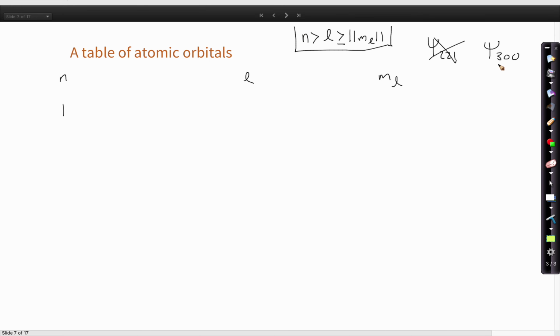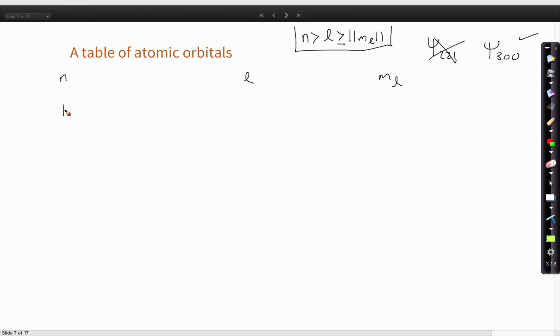And n is bigger than L, and L is bigger than or equal to the absolute value of m sub L. So this one's fine. That one is an orbital or a wave function, and you can graph it as an orbital by squaring it and checking the probability distribution in the space around the atom. So let's figure out which combinations we can actually put in. Which combinations can we put in here?